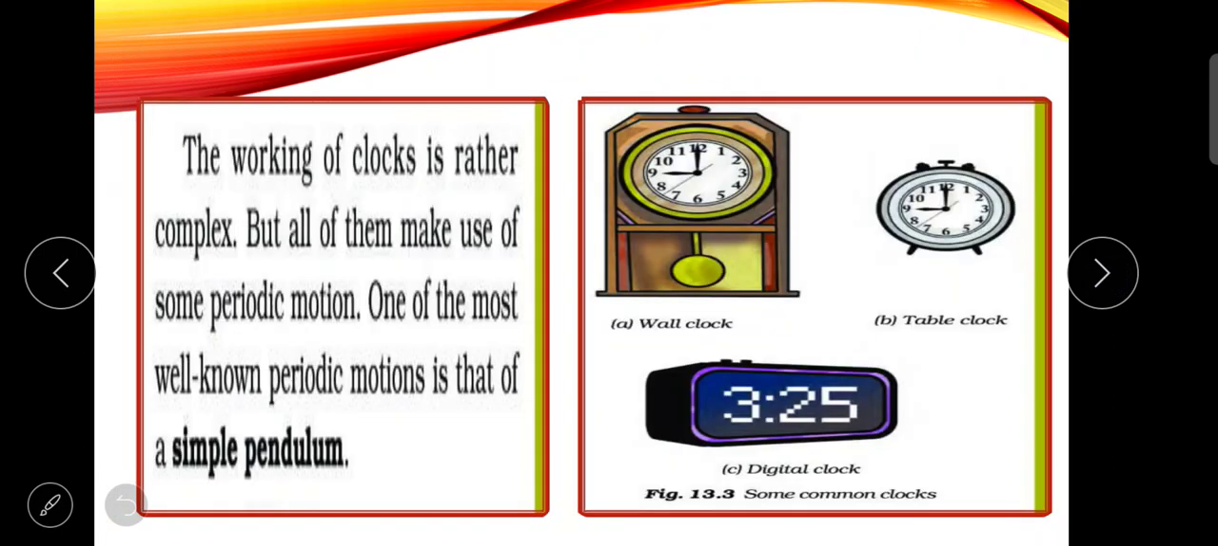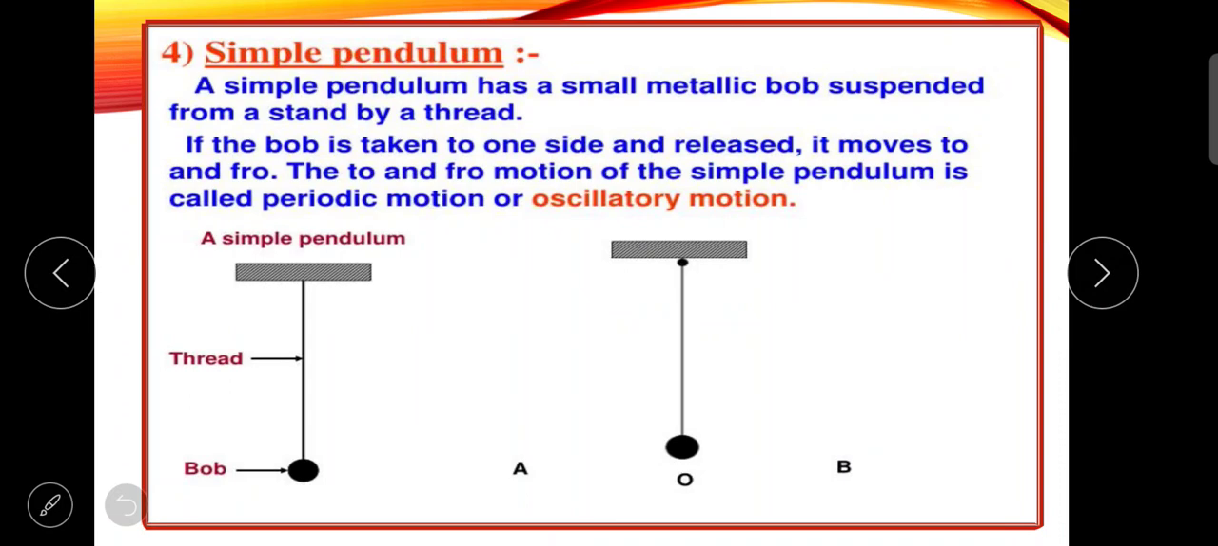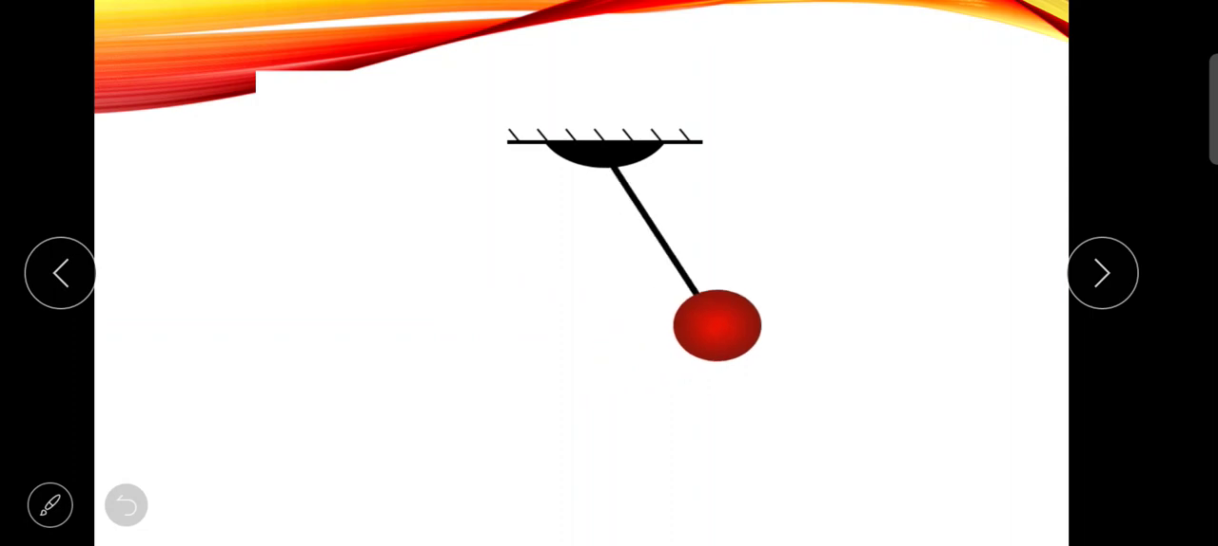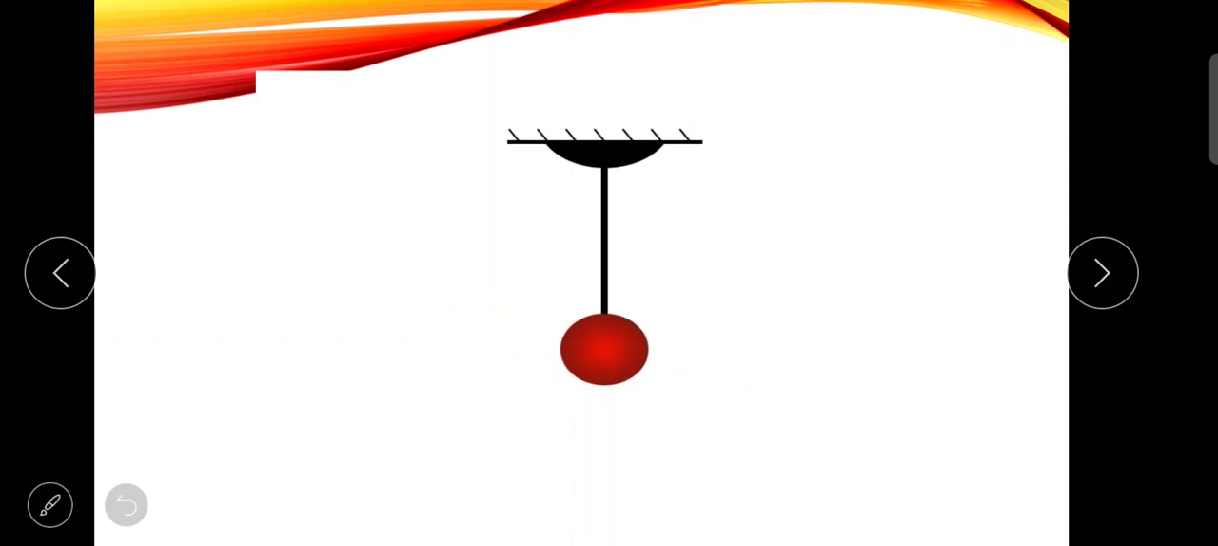The working of a clock is rather complex, but all of them use some periodic motion, and the most well-known periodic motion is that of a simple pendulum. So what is it all about? A simple pendulum has a small metallic bob which is suspended from a stand by a thread. If the bob is taken to one side and released, it moves to and fro. The to and fro motion of the simple pendulum is called periodic motion or oscillatory motion. Here you can see, children, the to and fro motion of a pendulum.